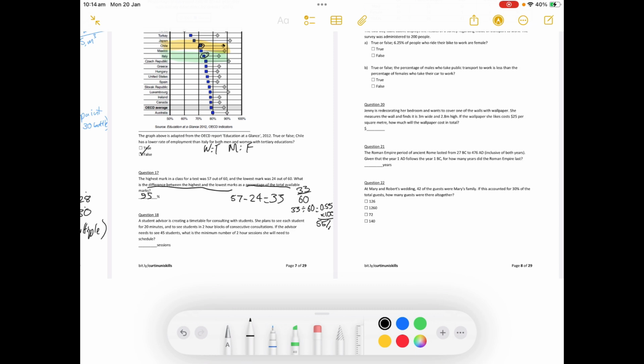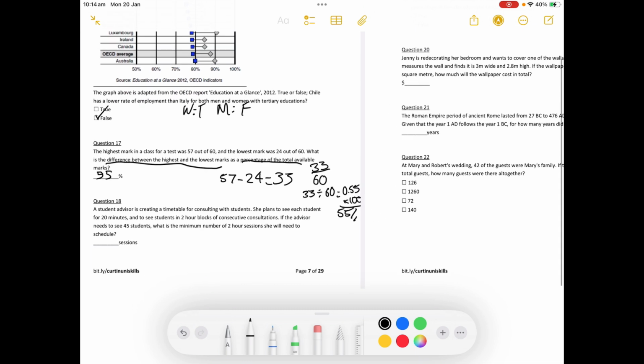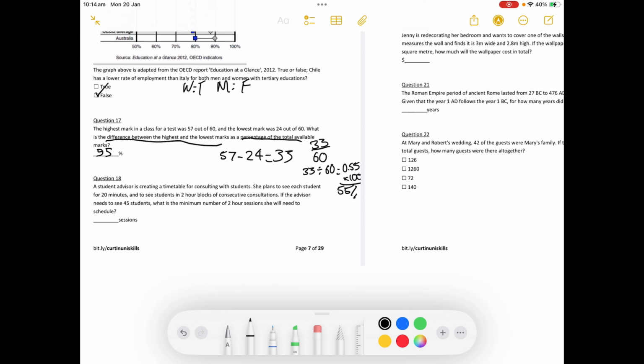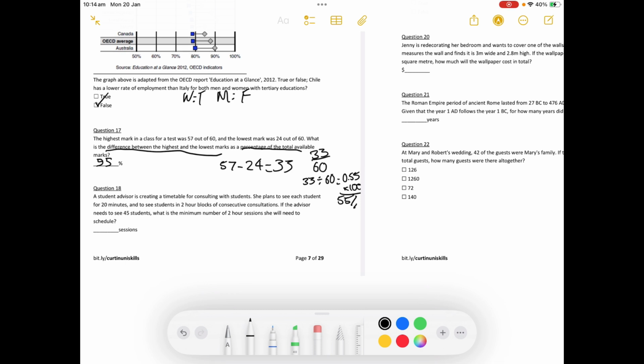Alright, question 18. A student advisor is creating a timetable for consulting with students. She plans to see each student for 20 minutes and to see students in 2-hour blocks of consecutive consultations. If the advisor needs to see 45 students, what is the minimum number of 2-hour sessions she will need to schedule? Alright, so we're working with 2-hour blocks and each student is 20 minutes, okay?